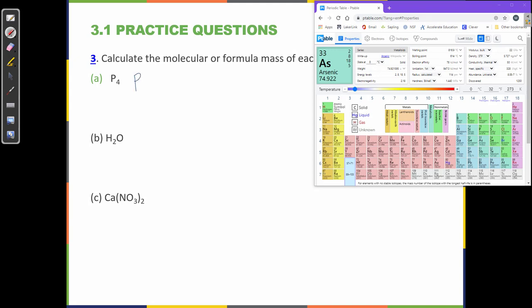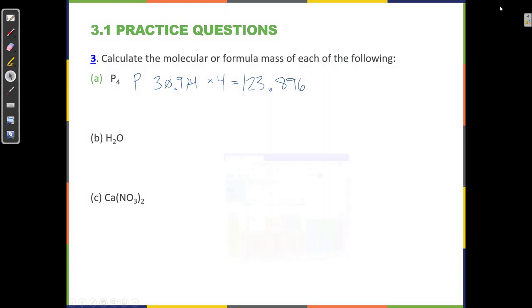Okay, so phosphorus has a molecular mass of 30.974. And we have four of them. So when we have four phosphorus atoms, we multiply the atomic mass of phosphorus by four, and we get 123.896 grams per mole.